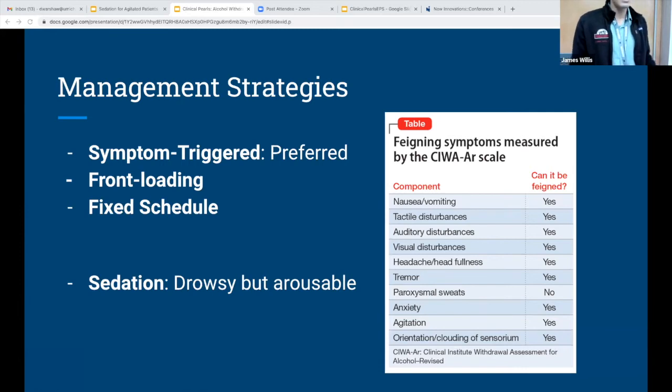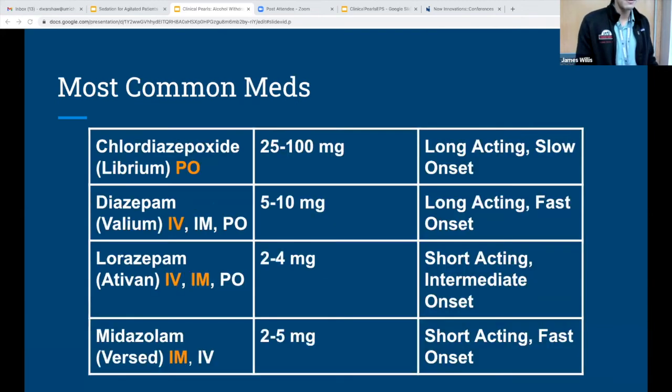And then I'm going to touch on CIWA real quickly. It's not validated in the emergency departments. It's just worth noting, but it is the most well-known and most used one we have here. And it's important that the patient needs to be able to communicate with you to actually use a CIWA. So if they have altered mental status, you can't use it. And a lot of the symptoms can be feigned. So just something to keep in mind.